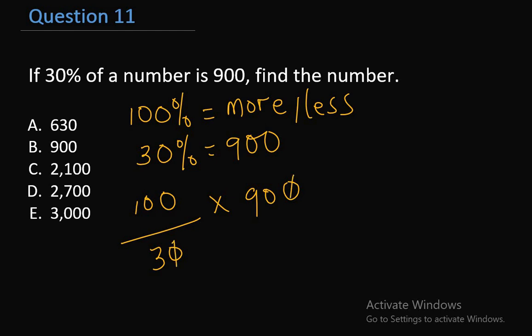0 cancels 0. 3 here 1, 3 here 3. That's 30. 30 times 100 will give me 3000. So the number is 3000, which is E. And if you check, 30% of 3000 will give me 900.